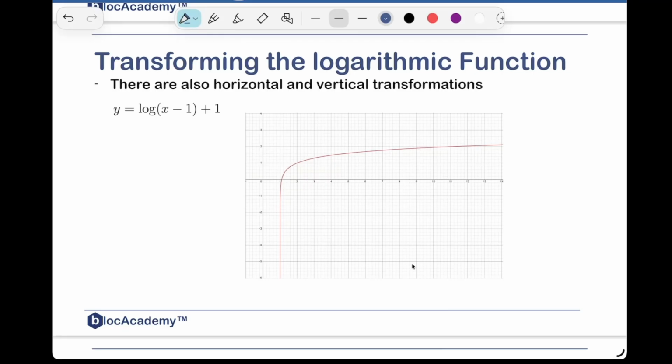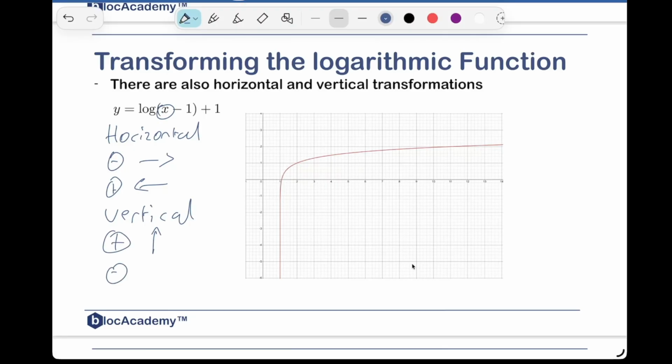There are also horizontal and vertical transformations we can consider. For example, for horizontal transformations, a negative on the x will actually mean it goes to the right, and a positive is actually going to go to the left. And the opposite is true for vertical transformations. A positive will go up, a negative will go down. Pretty intuitive. You already learned this in functions.